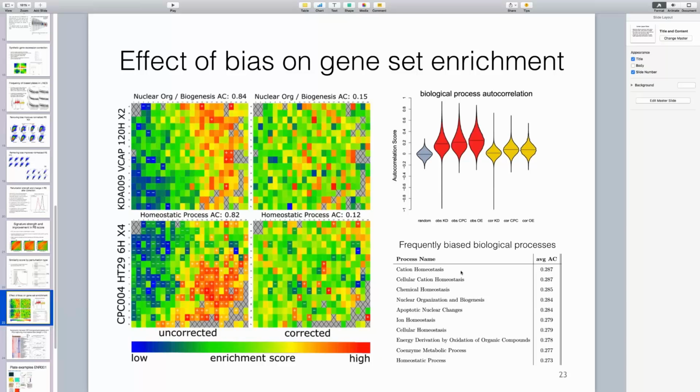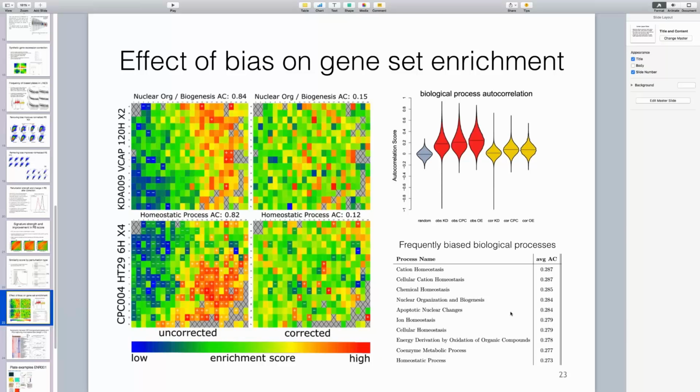But we see a lot of homeostasis. Homeostasis, for example, has an average autocorrelation in the enrichment over all the plates of 0.28. So it's quite significant, I would say.